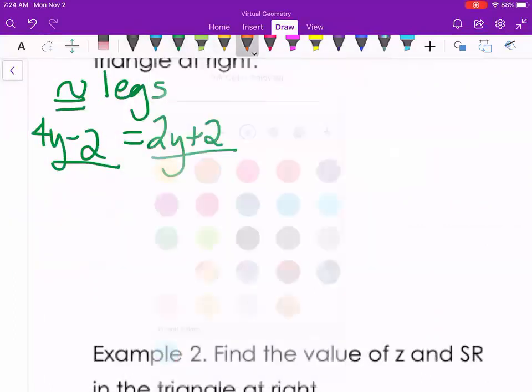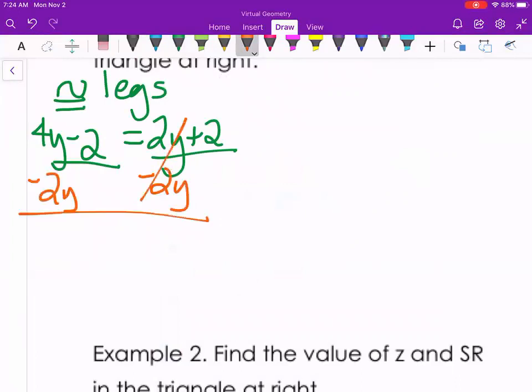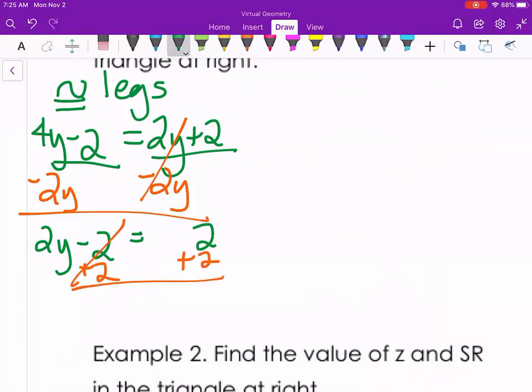All right, so let's subtract our 2y from both sides. 4y, take away 2y, leaves us with 2y. I still have a minus 2, and it still equals the 2 on the other side. Now we can add that 2 back. So my 2y is equal to 4.